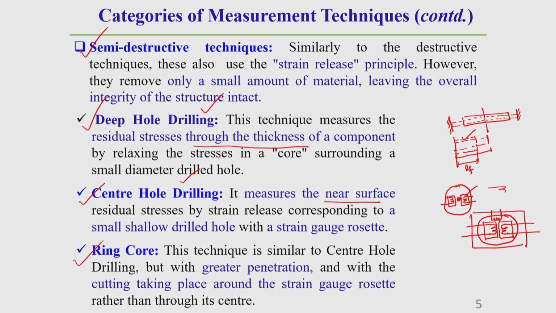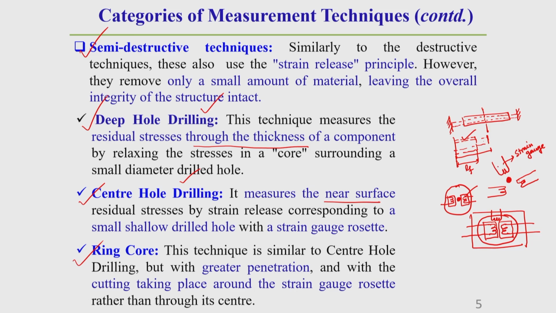Let us say there are 3 strain gauges like this. A strain rosette generally consists of 3 different strain gauges. So let us say these are 3 different strain gauges. In the center hole drilling technique, the hole is made at the center, whereas these are the strain gauges. Once we make the hole here, the strained layer, or strain component, will release this strain and return to its original position.